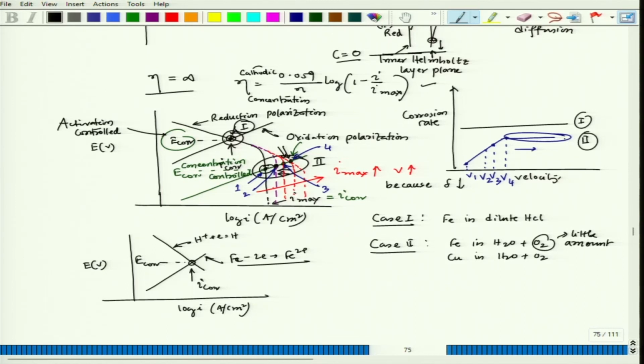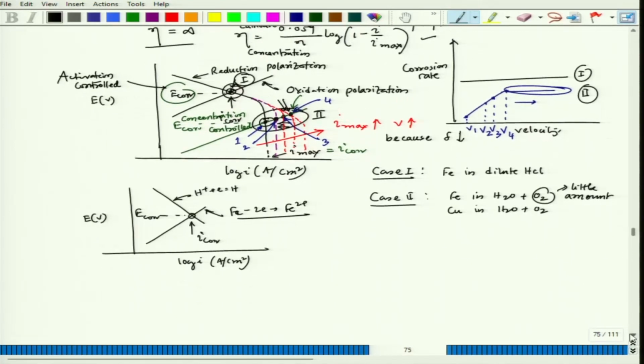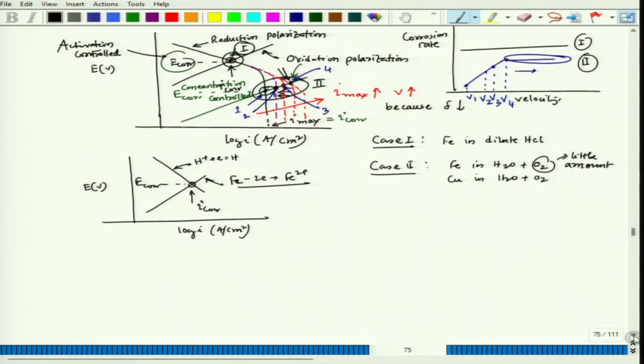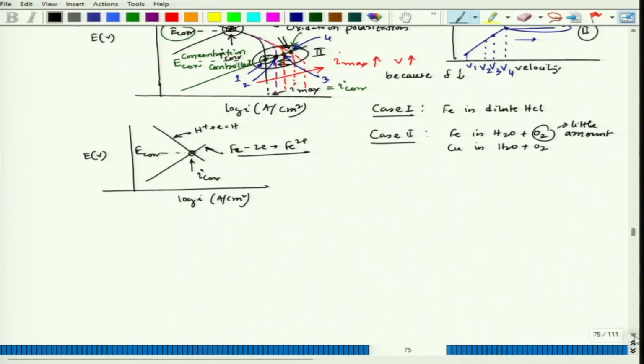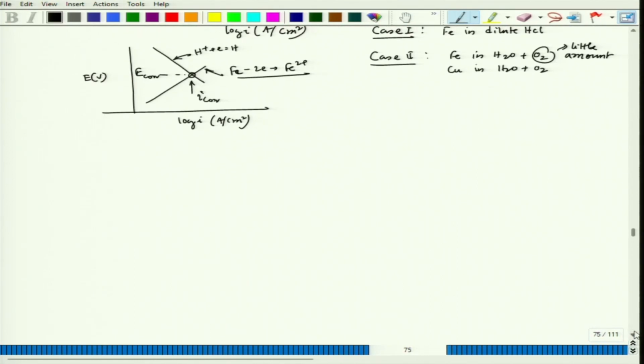Right. Now, there could be a change in this particular case 2 pattern if we have an active passive material. So, if we have an active passive material, let us see how the interaction happens at that time.